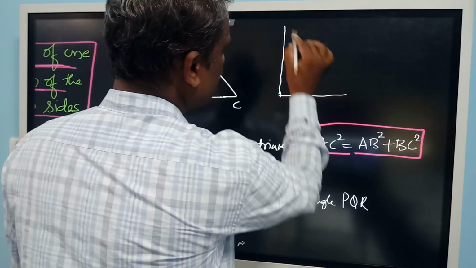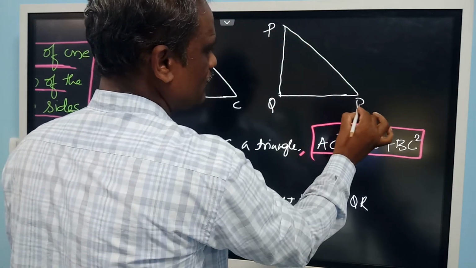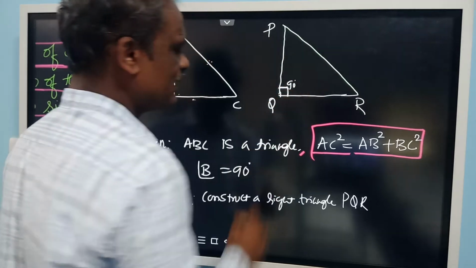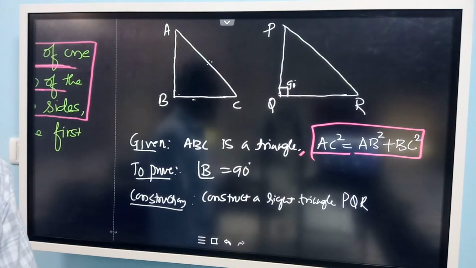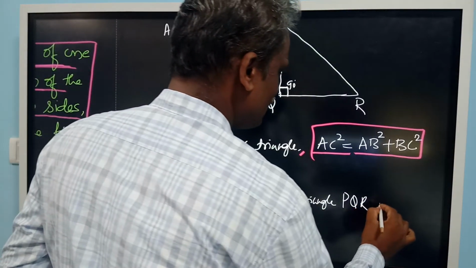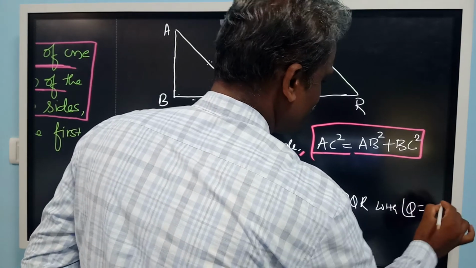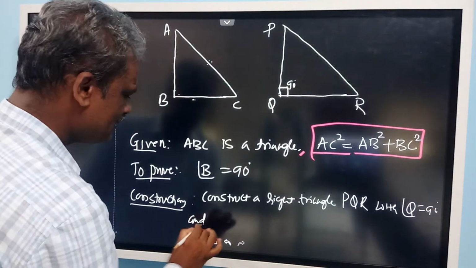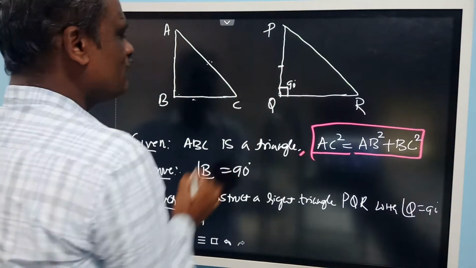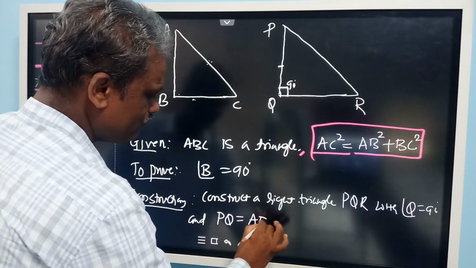So here we take this as a right angle triangle PQR. Here it is clearly mentioned this is 90 degree, but in the other triangle it is not mentioned, and you have to show that it is 90 degree. So construct a right triangle PQR with Q equal to 90 degree, and another condition: the length of PQ should be equal to AB.